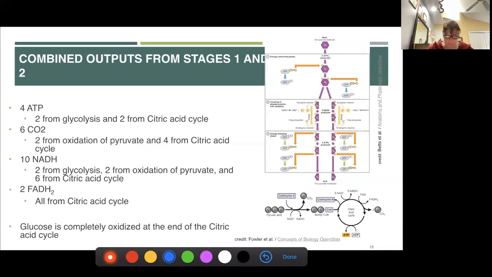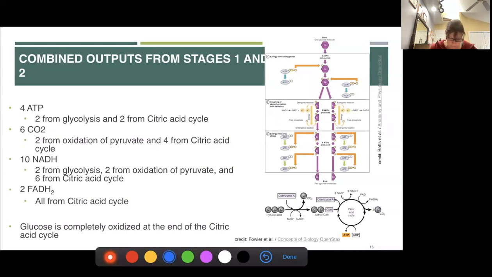And so here are our combined stages. We had 4 ATPs total, remember, only 2 came from glycolysis, and we had 2 from the citric acid cycle. We had our 6 CO2s. Remember, we got rid of 2 from the oxidation of pyruvate and 4 from the citric acid cycle. We're up to 10 NADHs, 2 from glycolysis, 2 from oxidation of pyruvate, and 6 from the citric acid cycle, and then our 2 FADH2s. So this is a summary of all the products that we have made at this point.